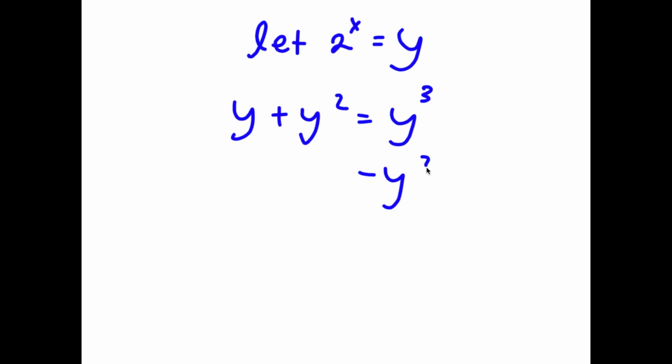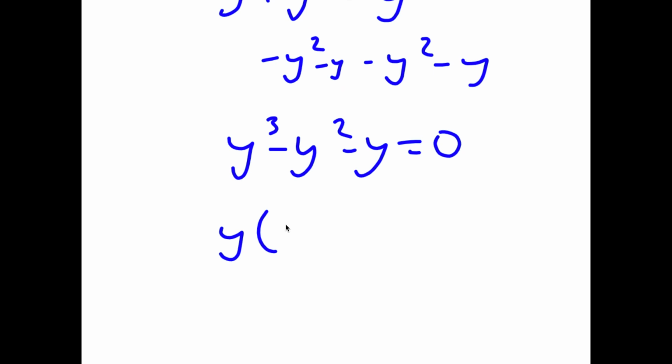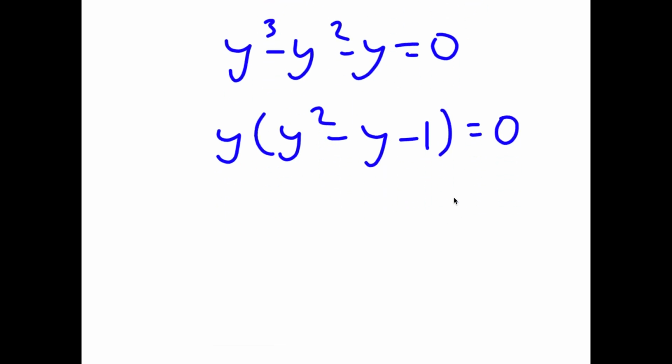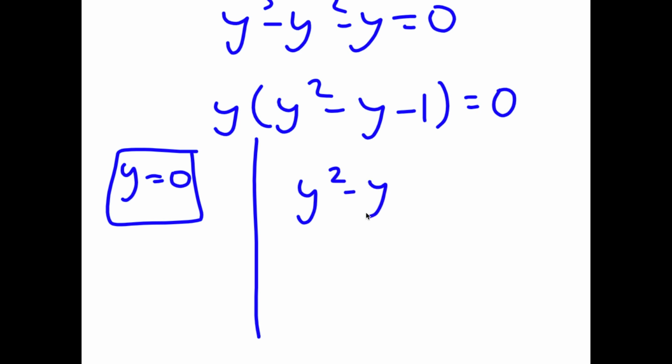Now, instead of subtracting y to the power of 3 on both sides, I'm going to subtract y squared and y on both sides. So now I have y to the power of 3 minus y squared minus y is equal to 0. Now if I factor out y, I get y times y squared minus y minus 1 is equal to 0. So this gives me two equations. I have y is equal to 0, which is a solution of y already, and I have y squared minus y minus 1 is equal to 0.